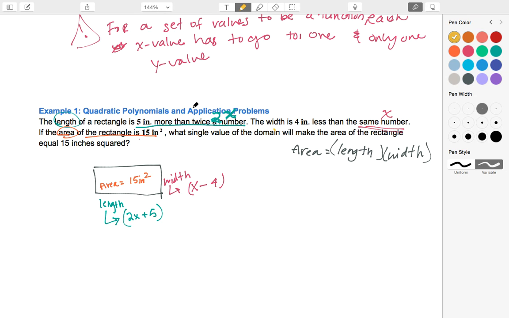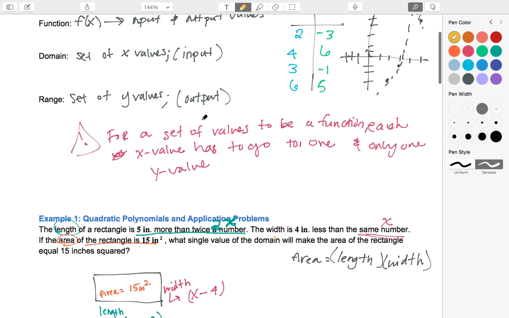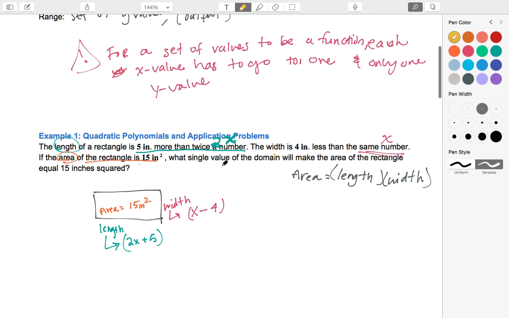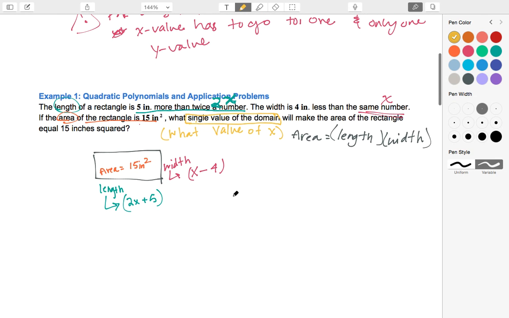Domain. Okay, what did we just say? Domain is a set of x values, which is the input. So maybe what it's saying here is what single value of the domain. Oh, okay. So this just means what value of x could make this equal 15 inches squared. So really, this is code for value: what value of x will make the area equal to 15 inches squared. That's exactly what this means. Okay, single value. So that tells me that I'm going to have to pick one number that will make this true. Cool. Let's go ahead and set this up.